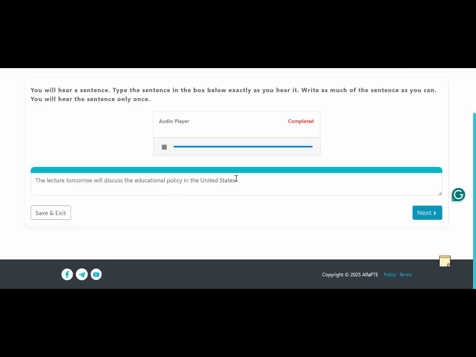So United States is the name of a country, so you have to write United with a capital U and States with a capital S. So the sentence was, the lecture tomorrow, check your spelling of tomorrow, will discuss the educational policy. It's not education. If you are confused, then you can write down both education as well as educational, but try to maintain the sequence of the sentence. Don't change the sequence of the sentence. Try to start your sentence with a capital letter and always finish your sentence with a full stop.